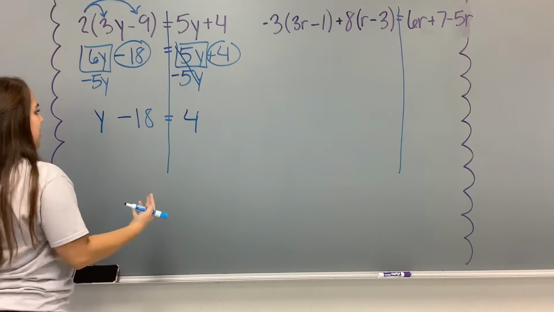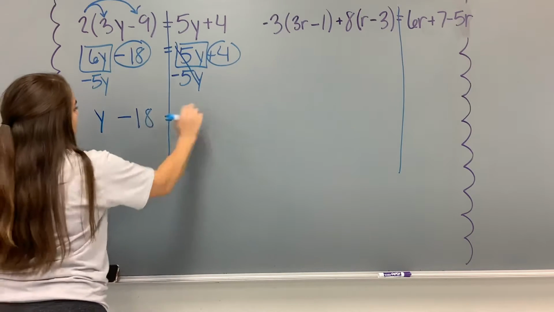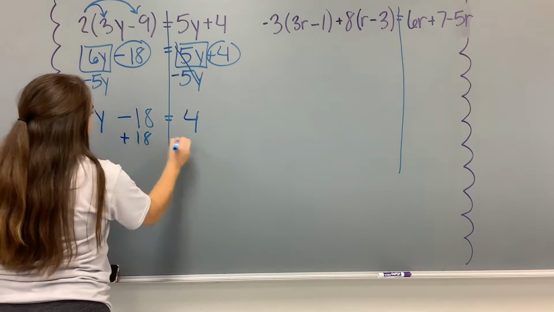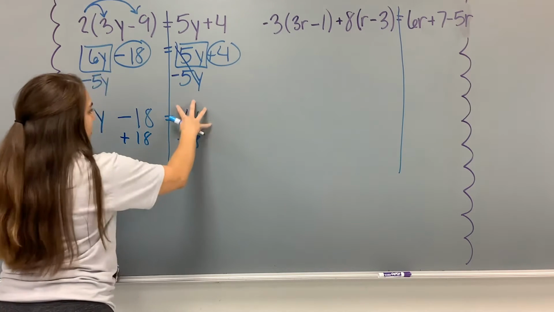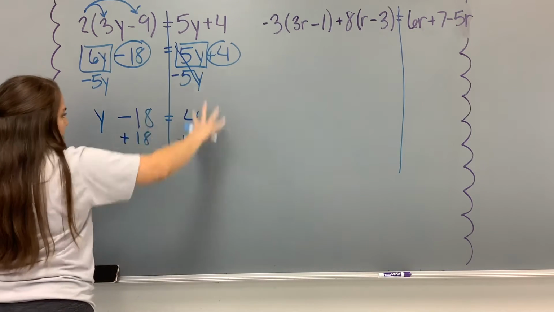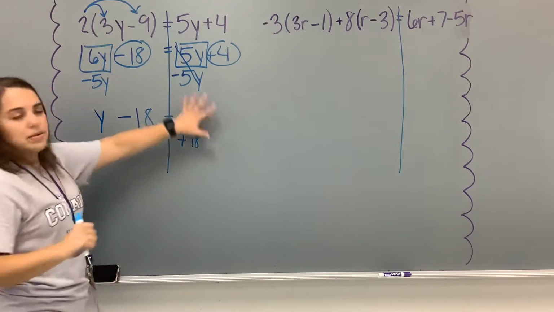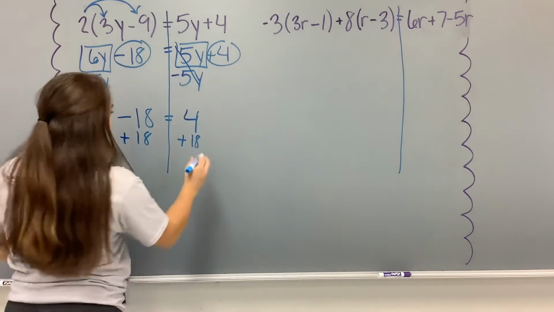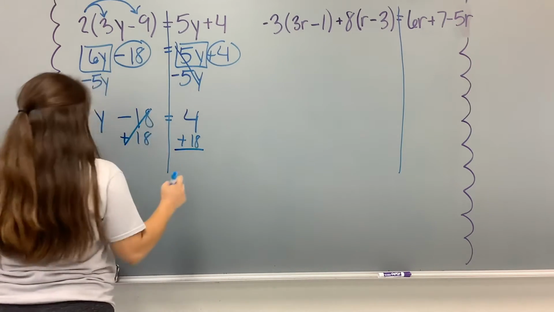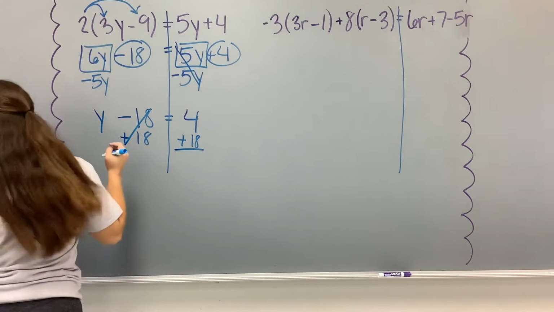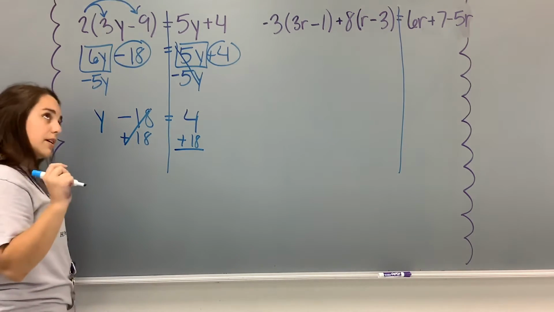The only other thing I have to do is combine these last like terms, so I'm going to add 18 to both sides. Remember, I do not take the 4 and subtract it to go to both sides over here, because there would be nothing left on this side to deal with. So that is the reason I don't do that. 4 plus 18 gives me 22.